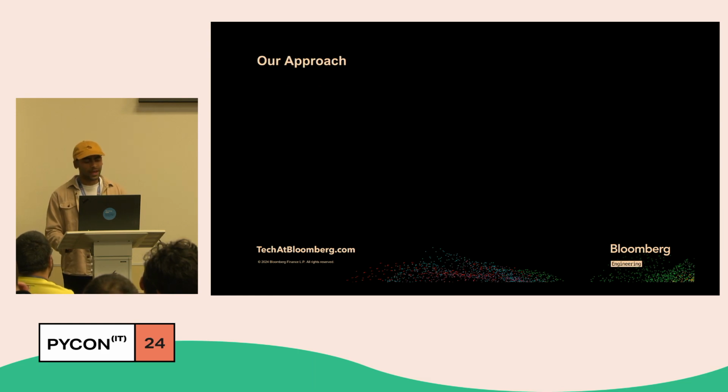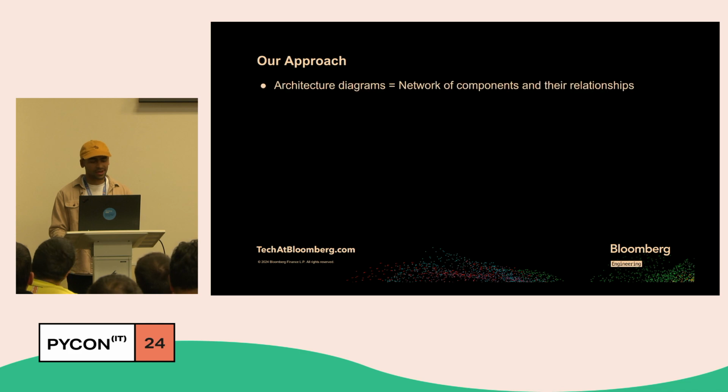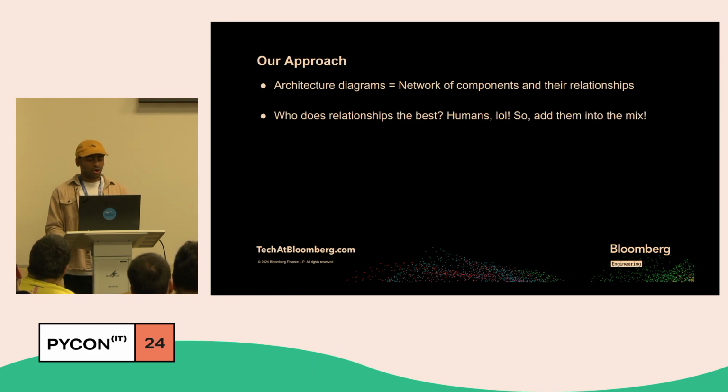and let the diagram speak its mind. So our approach, before we go into the whole step-by-step, let's understand what a basic architecture diagram is, or how you can visualize it. It's very simple in its form. It's pretty much what components you have and what the relationship is between each component. On top of that, the best relationship is human, so why don't we add human into the mix? We'll see how we do that.